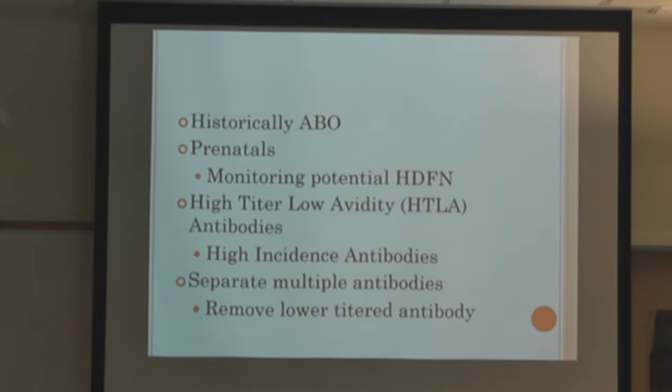So for the most part, a woman comes in 6 to 8 weeks pregnant, we'll identify the antibody, we'll do a titer, we'll freeze the blood.